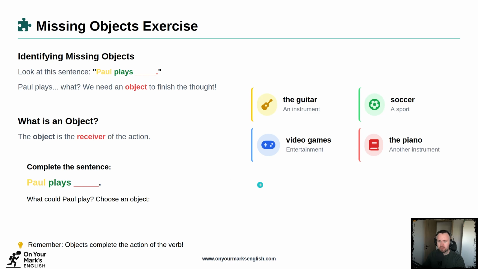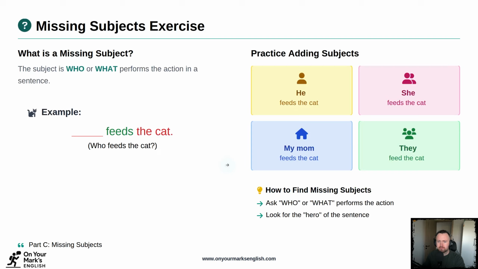Okay, time is up. Let's have a look. I chose the guitar. Paul plays the guitar. But you could also say Paul plays soccer, or Paul plays video games, or Paul plays the piano. They all work because we have our subject, our verb, and we have an object here. Okay? So Paul plays soccer, Paul plays the piano, Paul plays video games, and Paul plays the guitar. They all work.